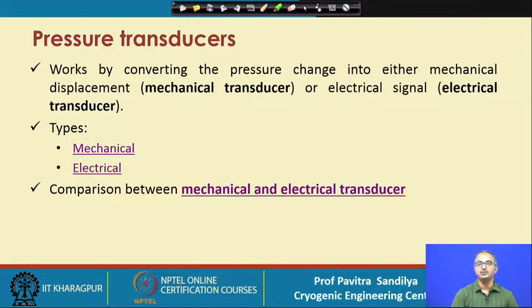Now, next we come to pressure transducers. Now, what are pressure transducers? They are devices which work by converting the pressure change either into some mechanical displacement or some electrical signal. When the pressure change causes some mechanical displacement, we call it a mechanical transducer, and if the pressure change causes some kind of change in the electrical signal, maybe in terms of the voltage or the current, we call it an electrical transducer. So, here we have two types of transducers, mechanical and electrical. First, let us go to mechanical transducer.